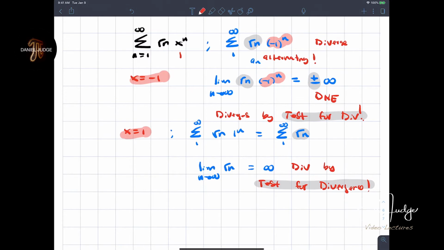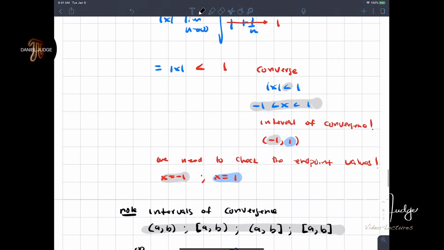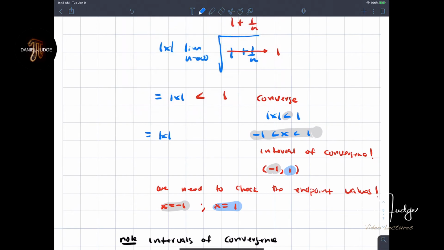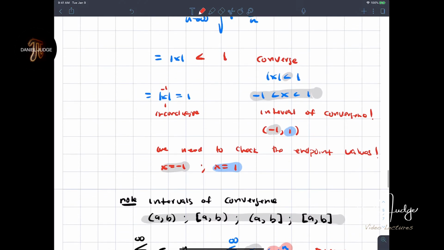So for both of these values, -1, +1, we had to check the endpoints, and we find that we do not have convergence. We have divergence. Because remember, the ratio test, if the absolute value is equal to 1, by the ratio test it's inconclusive. Well, when x is -1 and +1, that's an absolute value of 1, so we just check the endpoints for convergence.